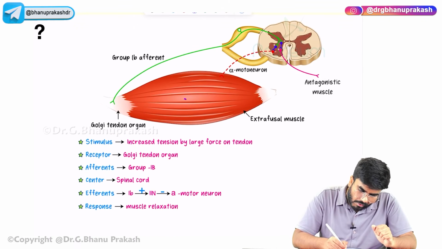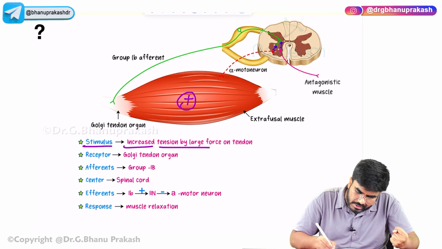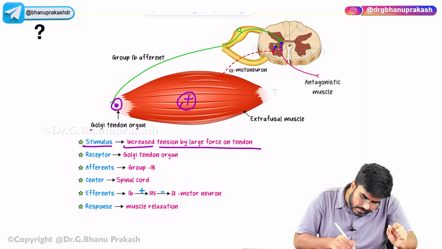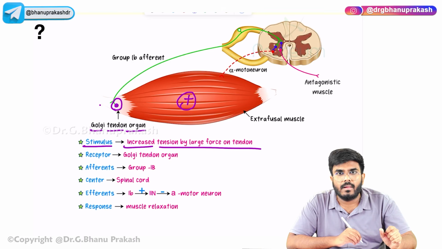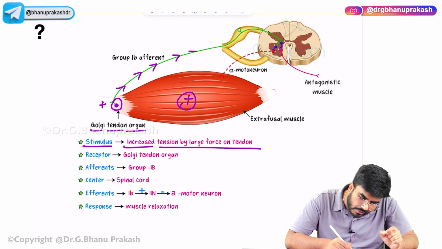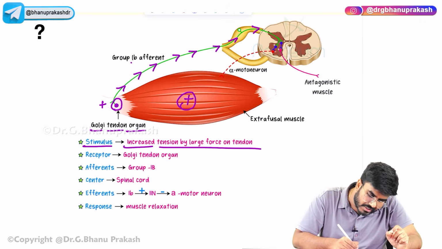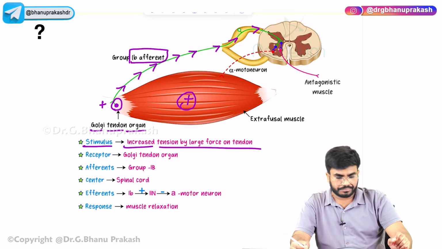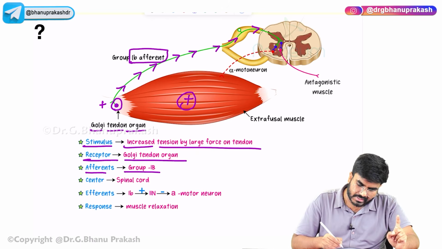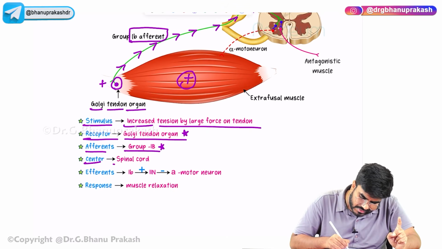Let me explain you here. When you are trying to hold more weight, or when you increase the tension on the tendons, the stimulus is increased tension on the tendons by a large force. Which receptor is activated? In your muscle tendons, there is the Golgi tendon organ. It is the receptor, and it is activated. Oh my God, there is more tension. Now that information is taken to the central nervous system. There is more tension, more tension, more tension. Not good. So this information is going via the group 1B fibers, not via 1A. Receptor is the Golgi tendon organ which is activated, and the afferents are group 1B fibers. Now this information is going where? The center which is receiving the information is the spinal cord.